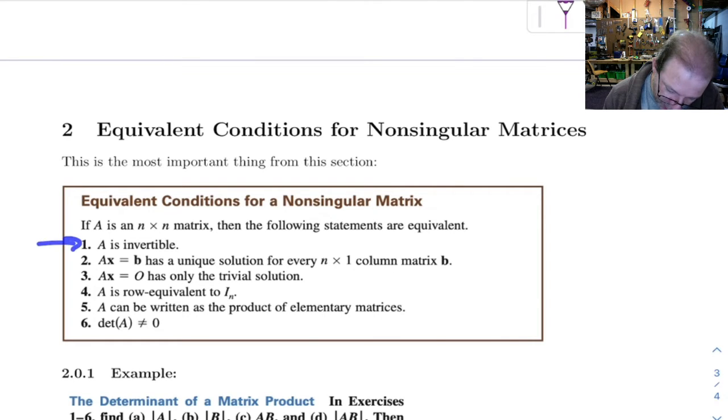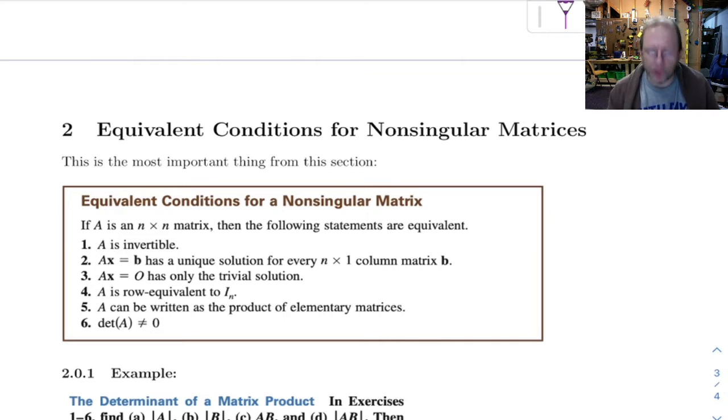So let's see, A is invertible. AX equals B has a unique solution for every correct size column matrix B. AX equals the zero vector only has the trivial solution. A is row equivalent to the identity matrix. A can be written as a product of elementary matrices. We kind of skipped over that part, so that one is not quite as important for us here. But 6 here, the determinant of A is non-zero.